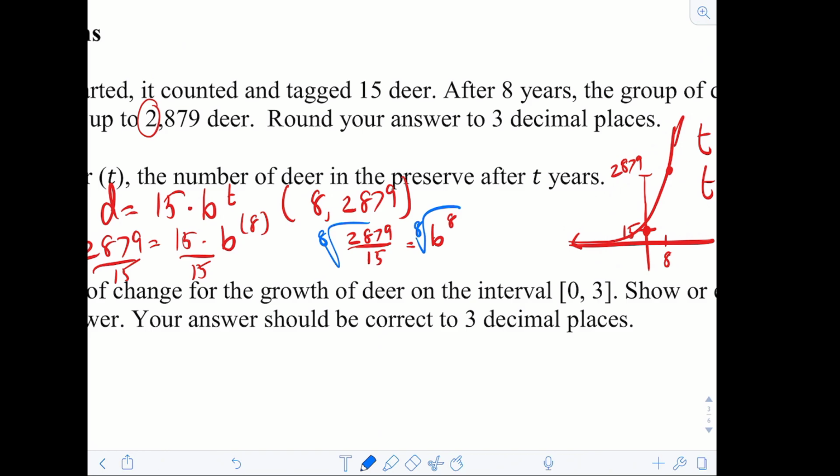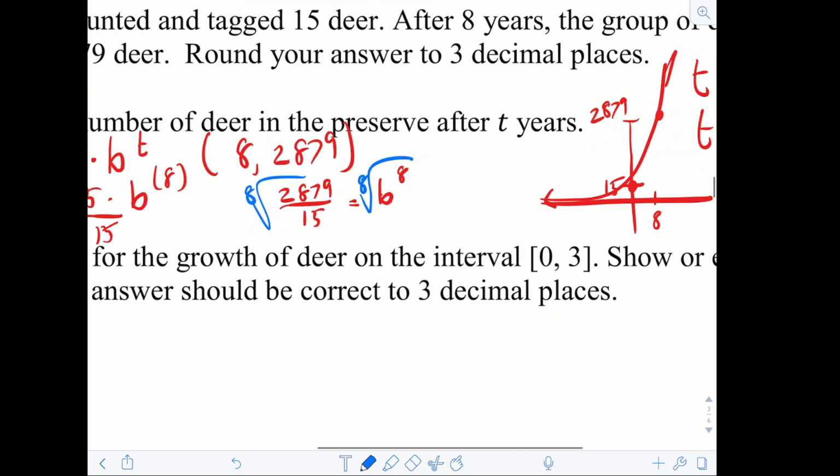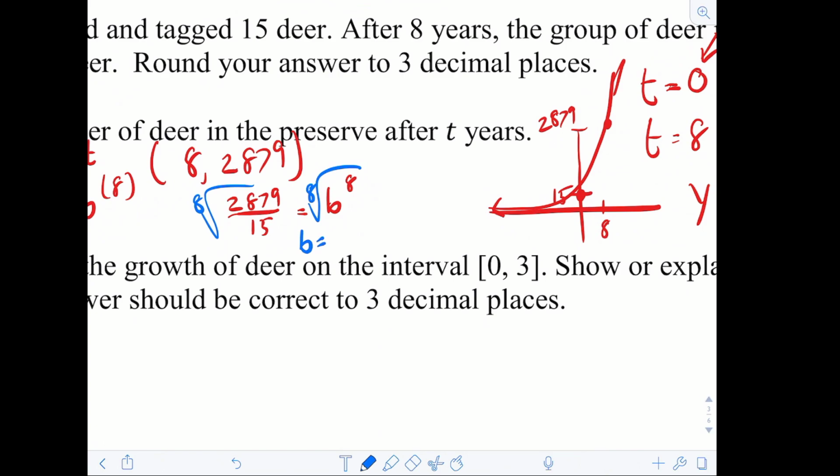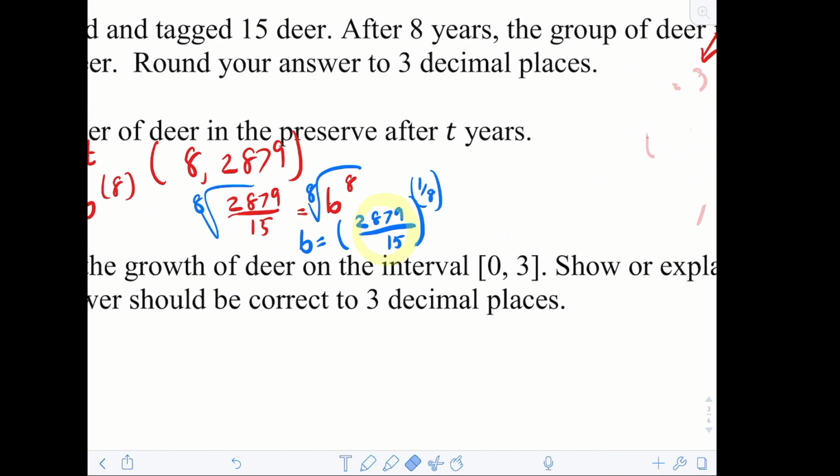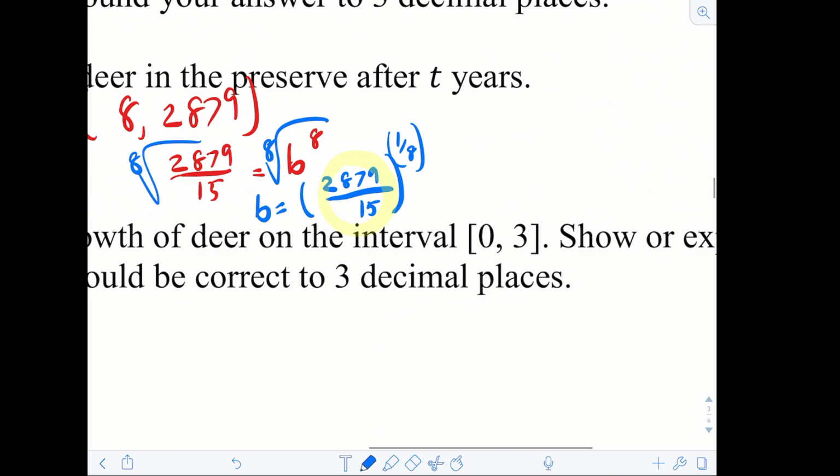Now, there is no 8th root in your calculator, but what you can do is type in the following to get your value. I'm going to type in b is equal to, parentheses, 2,879 over 15, to the 1/8. You need to make sure that that 1/8 is in parentheses to get the most accurate value. You could have estimated this number right here, but it's not going to be helpful for getting the most accurate number. You want to type in the numbers as accurately as you can before you start to estimate for your final value.